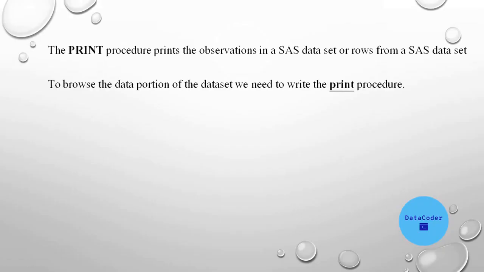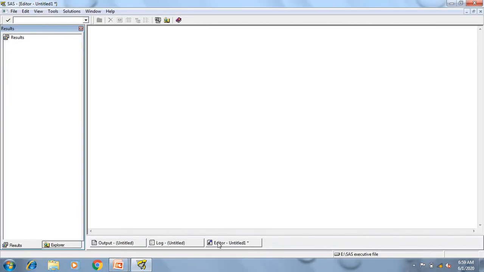To browse the data portion of a SAS dataset, we need to write the print procedure. The print procedure will give the output of all the rows from a SAS dataset, or it will give the character or numeric values entered in a SAS dataset. The syntax for the print procedure is proc print data equal to dataset name, run. And here we can apply some options or statements to customize our print procedure. So let's go to SAS and check one example.